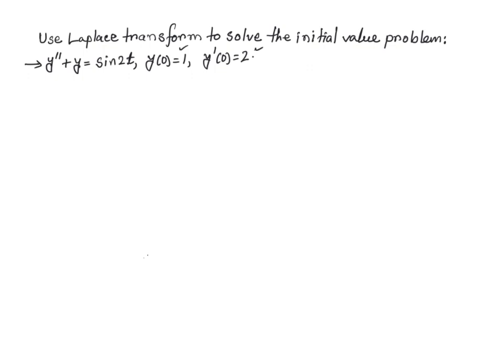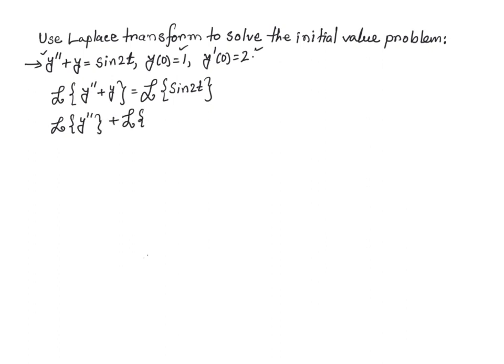The standard way of solving this type of problem using Laplace transform is to apply Laplace transform to both sides of this equation. So you're going to apply Laplace transform to y double prime plus y is equal to Laplace transform of sine of 2t. And Laplace transform is a linear operator, so we could just break the left hand side into two pieces: Laplace transform of y double prime plus Laplace transform of y, and that is equal to Laplace transform of sine of 2t.